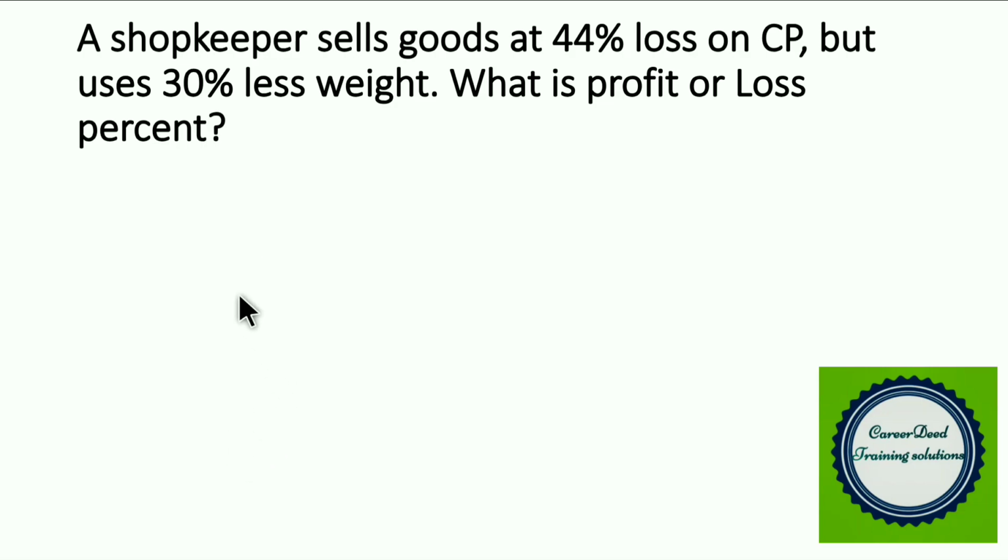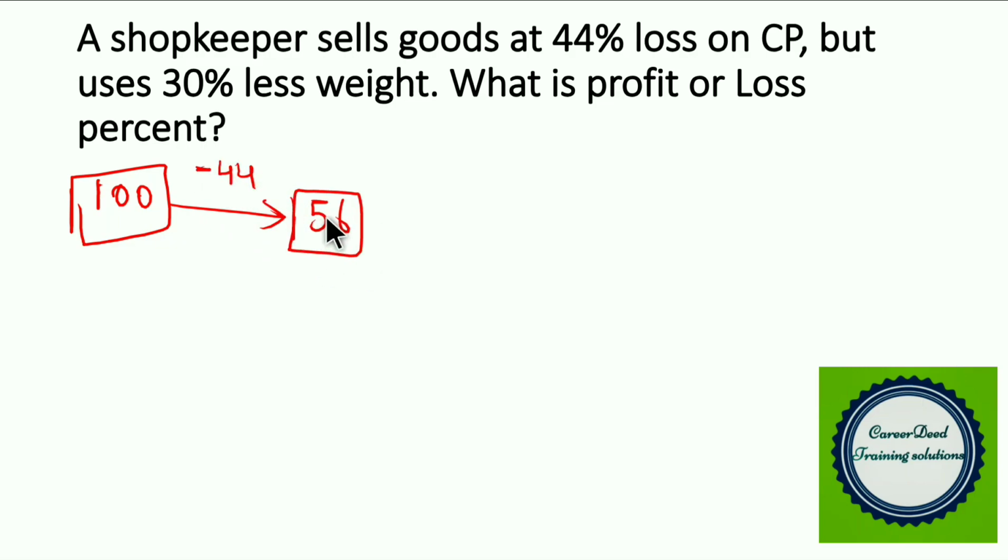Okay, we can imagine the cost price of the product is 100 rupees. So this 100 rupees is 100% for the shopkeeper. And he is selling at 44% loss on cost price. So 44% loss means he is selling at a 44 rupees loss. So his selling price is only 56 rupees. So he sold the product for 56 rupees but uses 30% less weight.